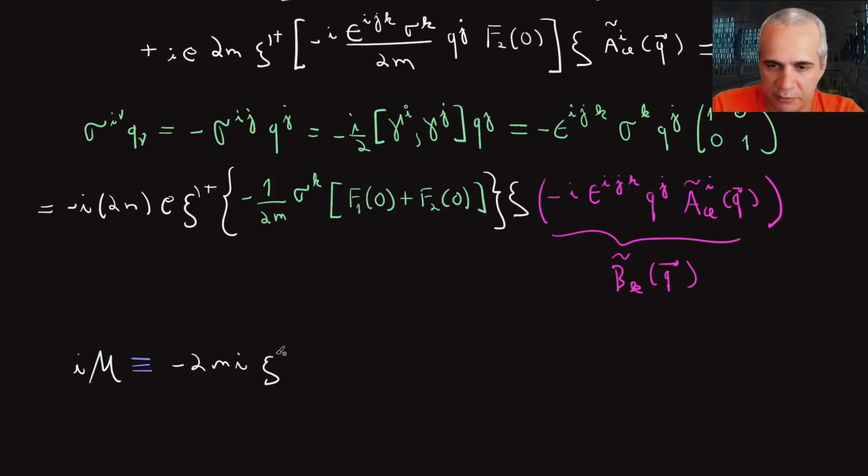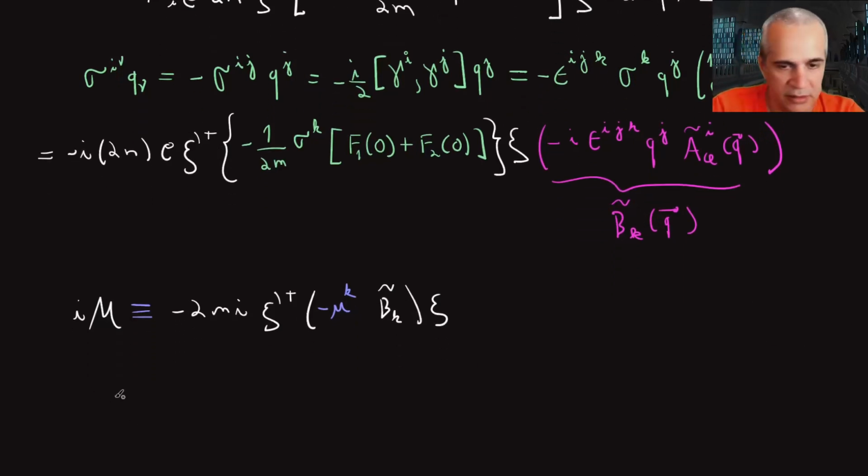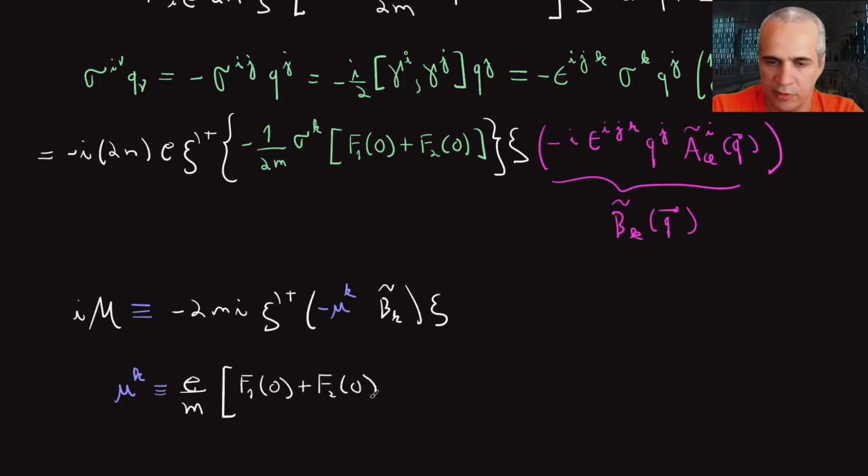The spin part, psi prime dagger, times, and here I'm defining this magnetic moment, momentum k, times b tilde component k, psi. And then just comparing these two, you see that the way I define this, mu k is equal to E over m. So I absorb the charge, I absorb the factor of m here, times f1 of 0 plus f2 of 0.